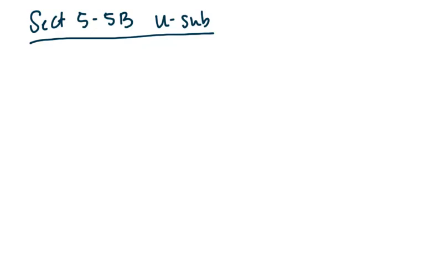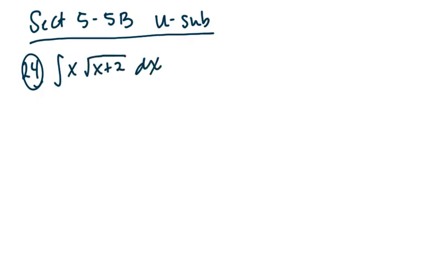This is the second part of 5.5 for u-substitution. So let's look at a problem like number 24. It says the integration of x square root of x plus 2 dx. So we're going to let u equal x plus 2 because it's the inside of the composite function, and then du equals dx.